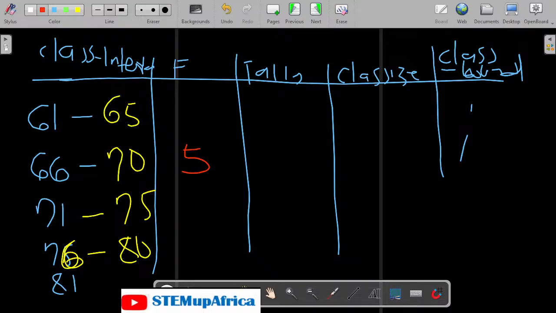We are having 5 numbers. What about the tally? I will write 1, 2, 3, 4, and you stroke it to become 5. If it's more than 5, say you have 7, it will be 1, 2, 3, 4, 5, then 1, 2 to make it 7. So that is how to form the class interval using the data. I hope that is clear.